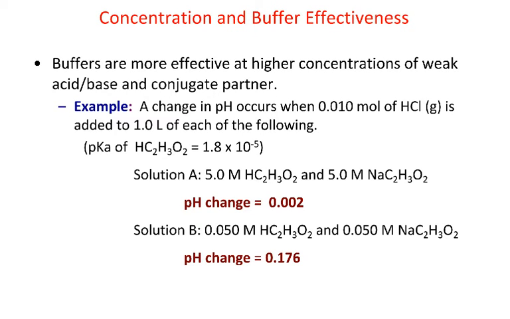So first, a simple example to see how the concentration influences how effective a buffer can be at resisting changes to pH. In this example, I've got 1 liter of 2 buffer solutions, and each one is composed of acetic acid and acetate ions. I'm going to add 0.01 moles of hydrochloric acid, a strong acid, to each one of these buffer solutions. The difference is solution A is more concentrated. I have 5 molar acetic acid and sodium acetate ions. And in solution B, I have 0.05 molar acetic acid and acetate ions.